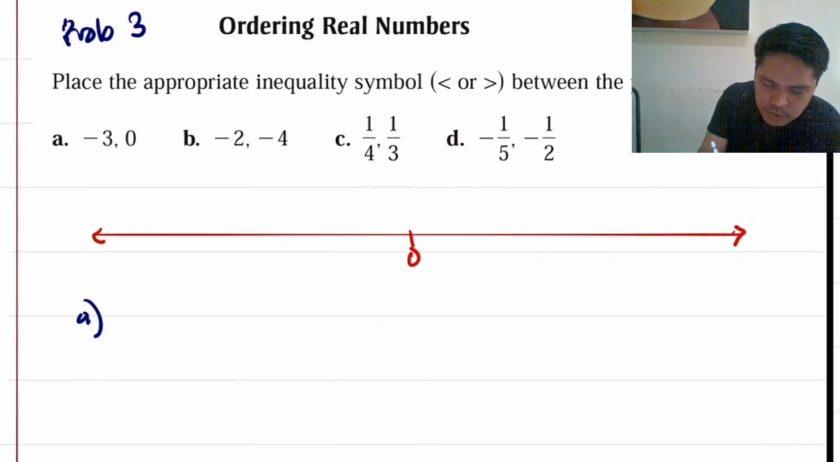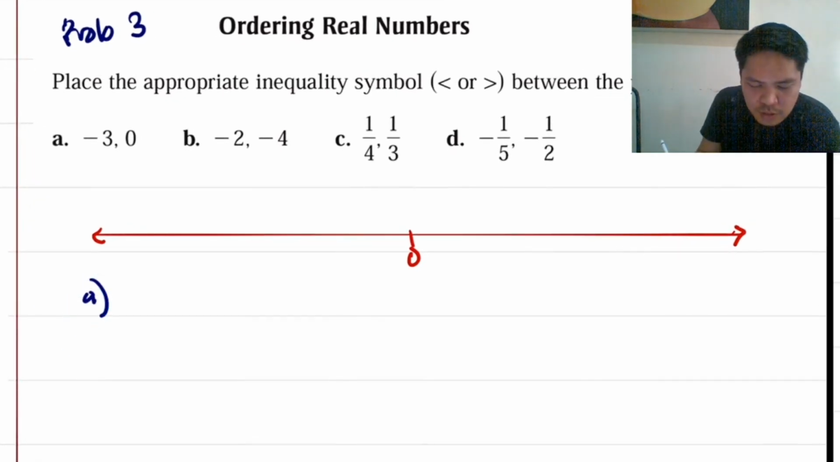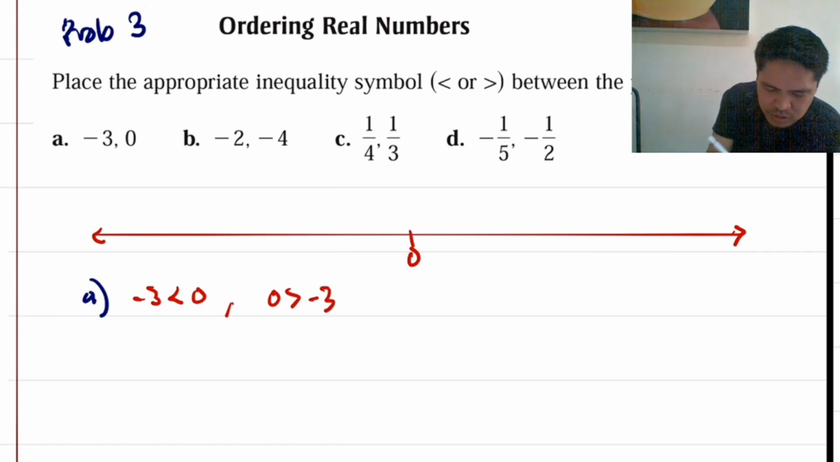Okay, let's start with letter A. So for letter A, the pair is negative 3 and 0. Of course, negative 3 is right here. That's negative 3. So it's at the left of 0. So therefore, negative 3 is less than 0, or 0 is greater than negative 3. Sobrang dali. So walang challenge.